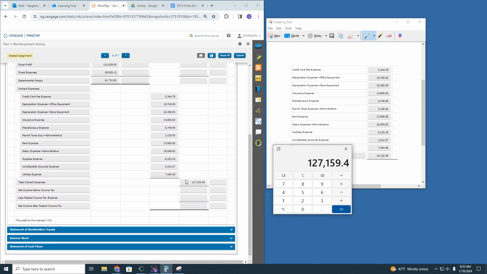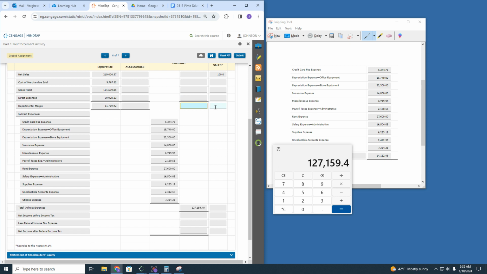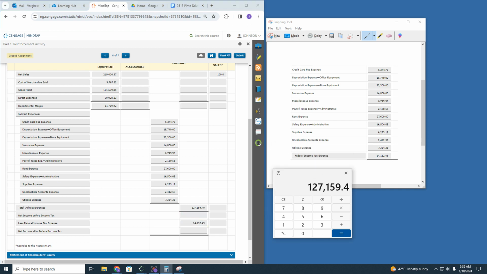Basically, I'm going to take my departmental company margin here, and then I'm going to subtract out my total indirect expenses. That's going to give me my net income before tax. Then I'm going to subtract out my federal income tax expense, which is $14,132.49, and that's going to give me my income after tax. So you'll take this minus this equals this, and then this minus this equals this. And so you should get percentages here based on whatever number you have divided by this net sales number that you'll have up here.